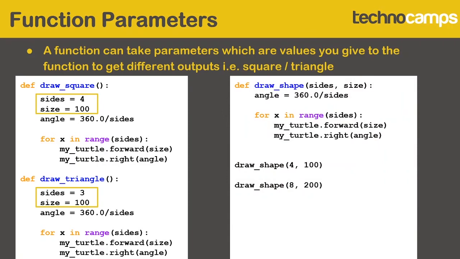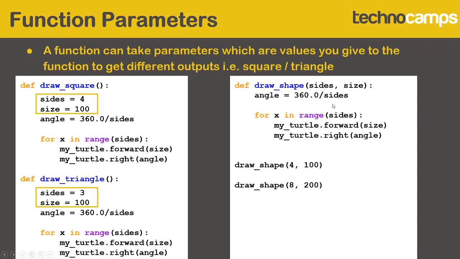So if we look at a completed function now, rather than calling it draw square, draw triangle, we can call it draw shape. And here we can define what parameters that function requires. It requires a number of sides of the shape and what size you want that shape to be. Then inside that function, we simply have the rest of the code. So the angle will equal 360 divided by the sides, so whatever value has been passed into here. And then for x in the range of sides, which will take this value once again, this parameter, we move forward by this parameter here, size, and then we turn right by the angle.